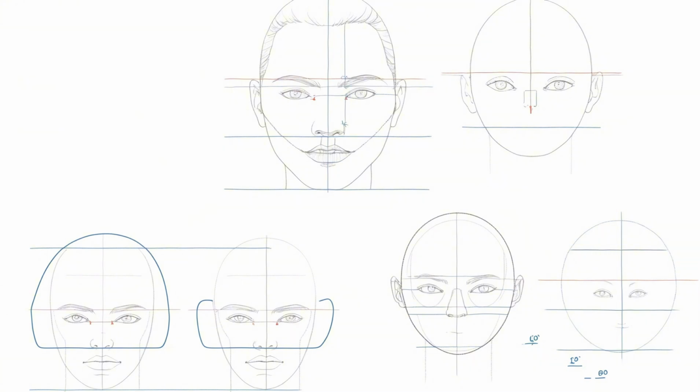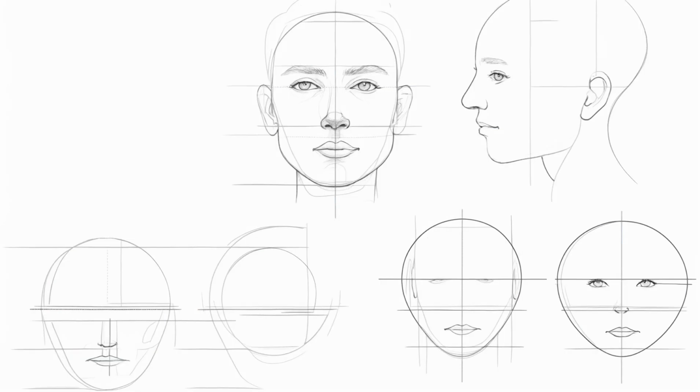Begin by sketching an oval and lightly drawing horizontal and vertical guidelines to divide it in half. In an adult face, the eyes are positioned along the horizontal center line, typically spaced about one eye width apart. The nose is aligned with the vertical center line.